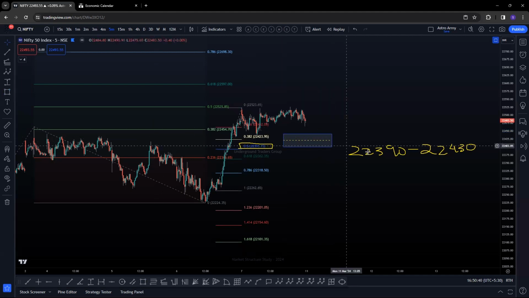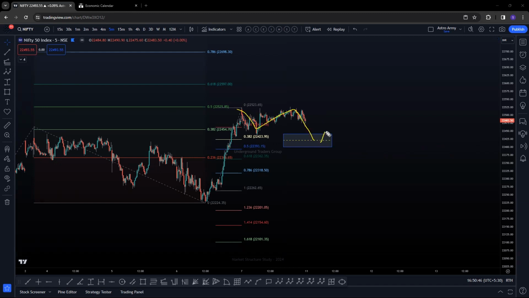Right. So from this zone, if on Monday price comes down, you can look for a target on the upside. Why? Because you know this is the structure, right? You can target this swing high. You can target a 100 to 150 points move in the market.